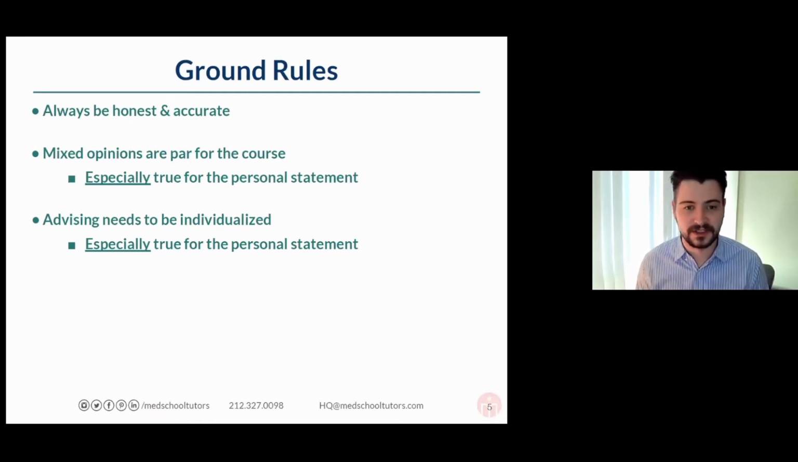And as a physician, someday you'll need to be honest and accountable. And so it's really important to start that practice now. Another ground rule for the application process is that you're going to have mixed opinions throughout.